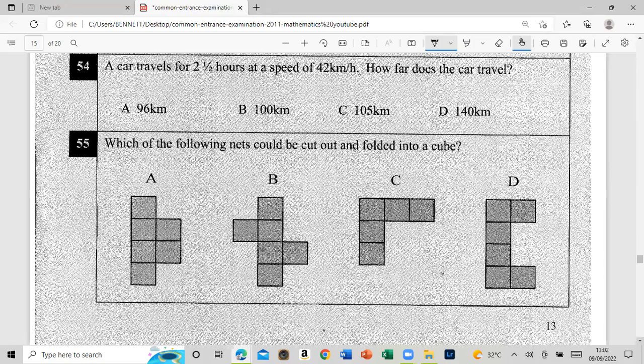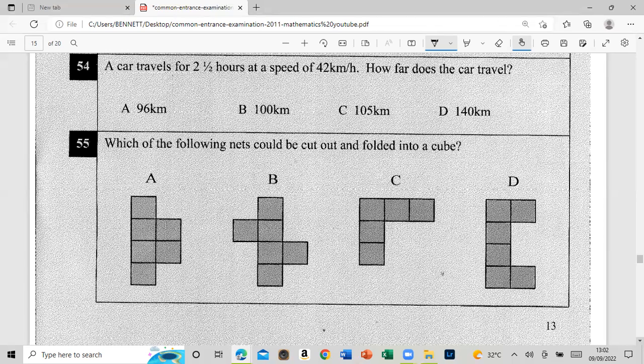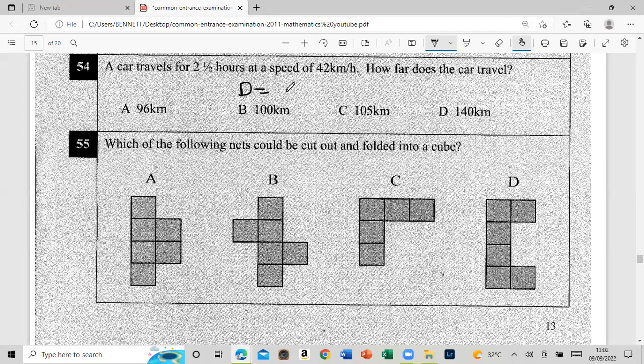Alright? A car travels for 2.5 hours at a speed of 42 kilometers per hour. How far does the car travel? This is a very, very good question. Look up on yourself, guys. Alright, so what we want to find out is distance. Now the formula to find distance is the speed multiplied by the time.